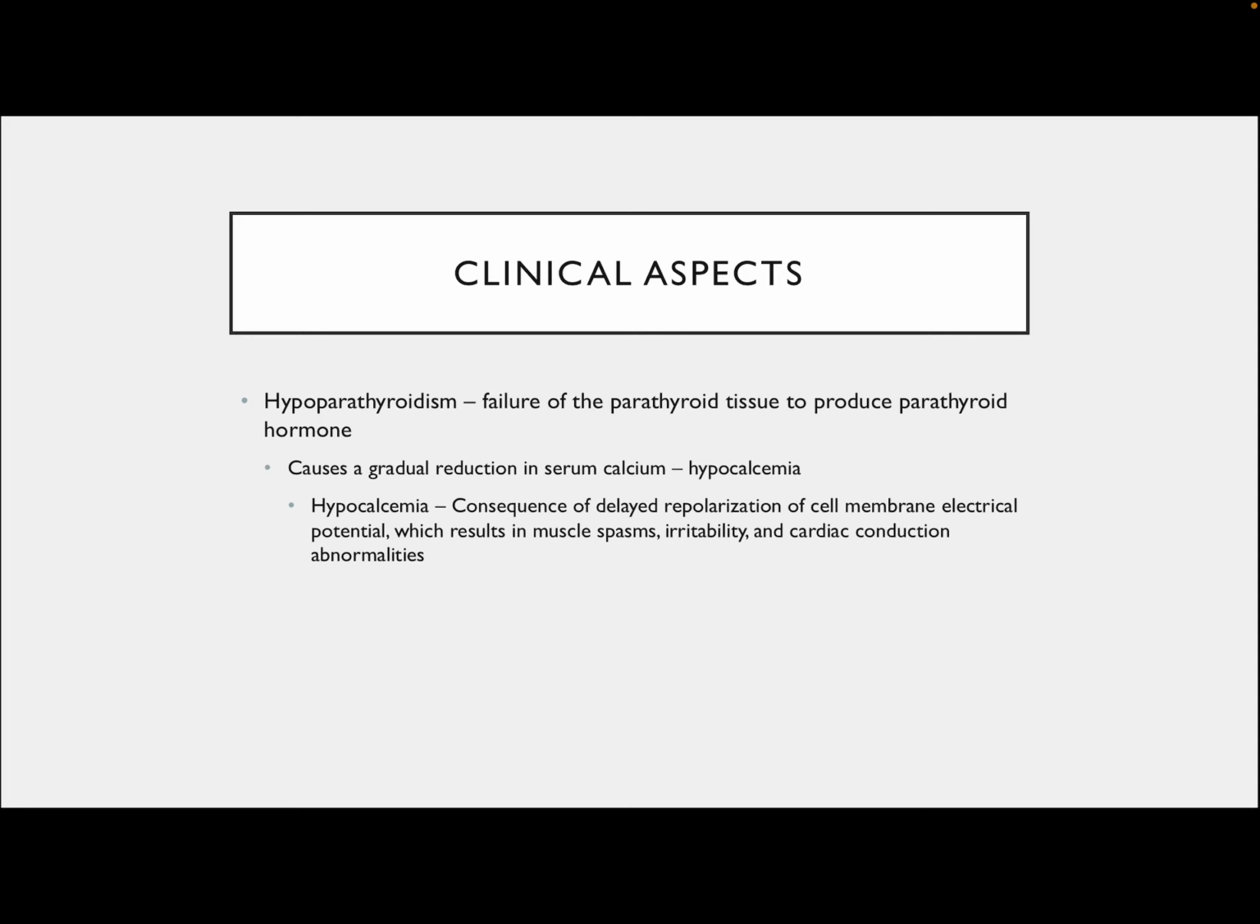The failure of the parathyroid tissue to produce parathyroid hormone results in hypoparathyroidism, causing a gradual reduction in serum calcium, also called hypocalcemia. Clinical manifestations of hypocalcemia are a consequence of delayed repolarization of cell membrane electrical potential, which results in muscle spasms and irritability, as well as cardiac conduction abnormalities.